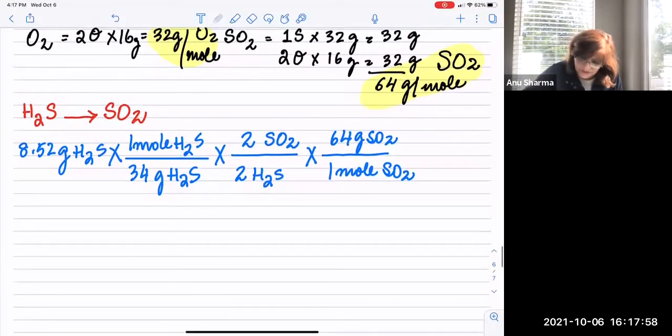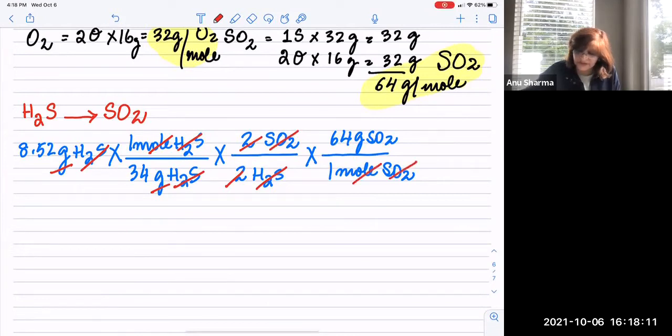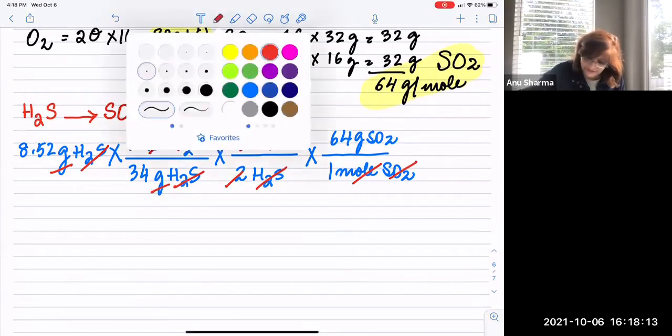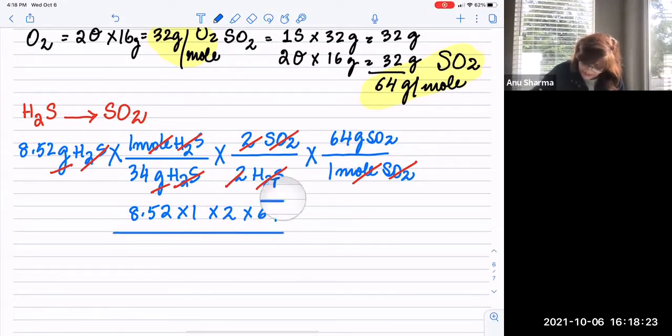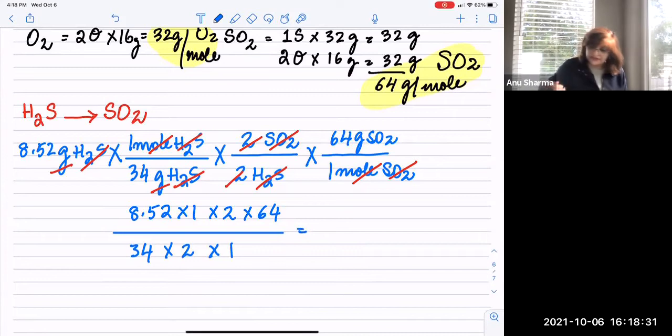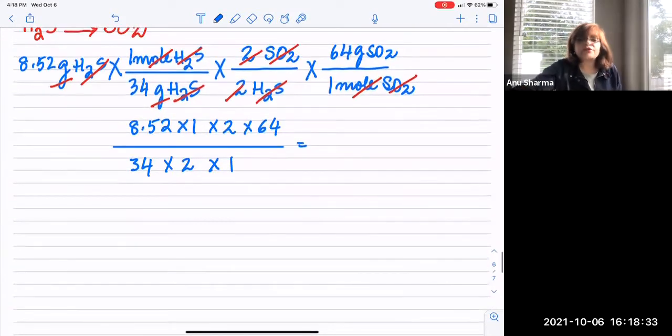Okay, so this way you see that the grams of H2S cancel out, moles of H2S cancel out, moles of sulfur dioxide cancel out. So you are just left with these numbers: 8.52 times 1 times 2 times 64 divided by 34 times 2 times 1, and whatever answer you get, that is going to be the grams of sulfur dioxide. Let's calculate that.